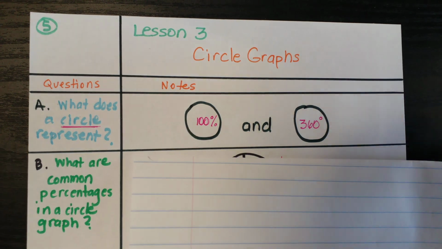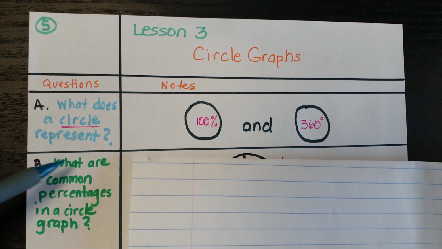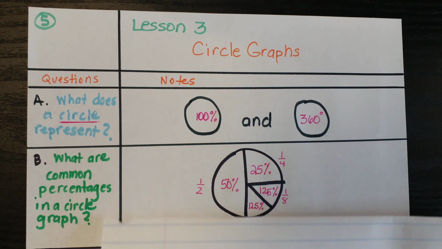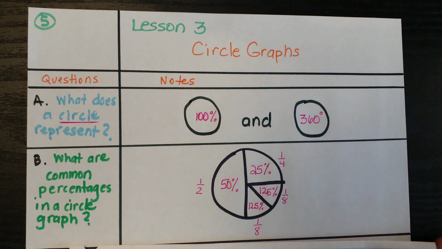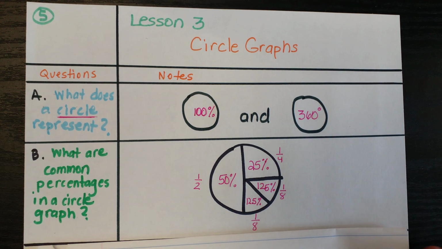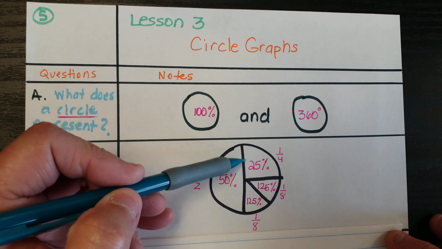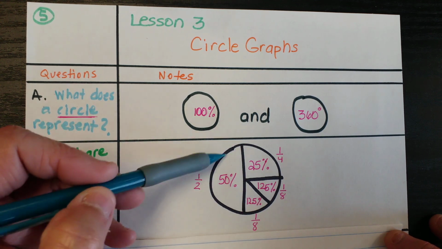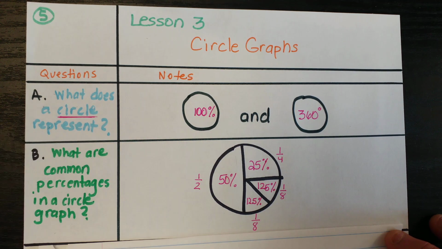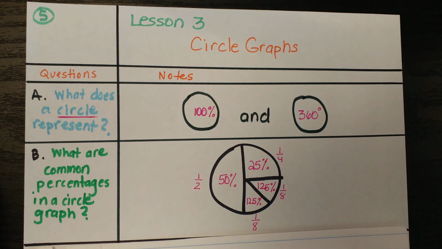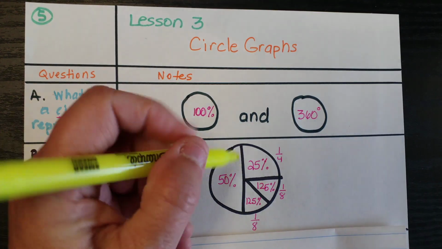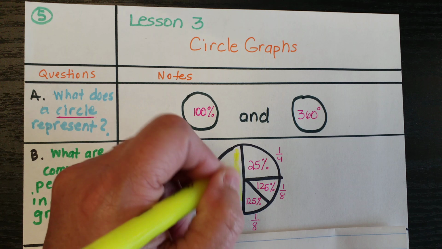Part B. There goes the bell. Part B, what are common percentages in a circle graph? So circle graphs really do have a few types of percentages that are very common, ones that you probably already know. In a circle graph, if we were to cut it in half, this whole half would represent 50% of the data. So 50% of the data is half of a circle. I'm going to shade that in.